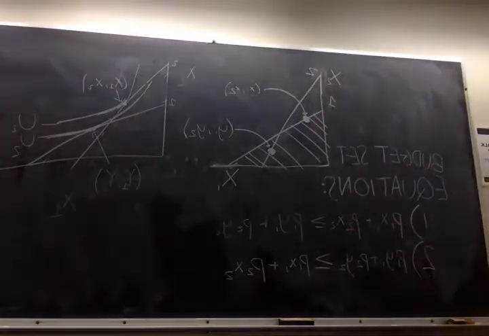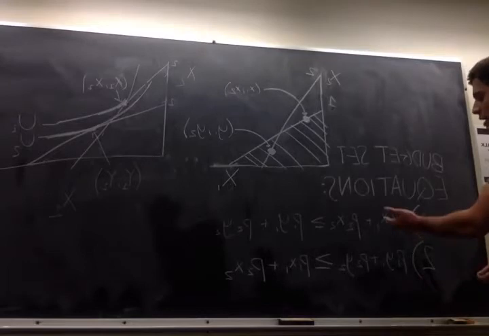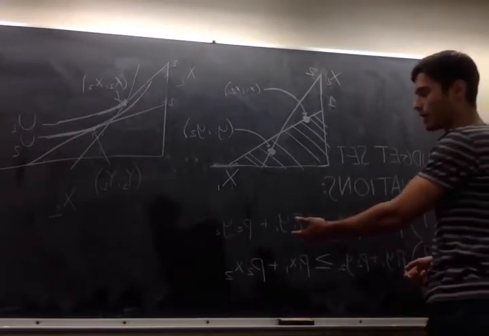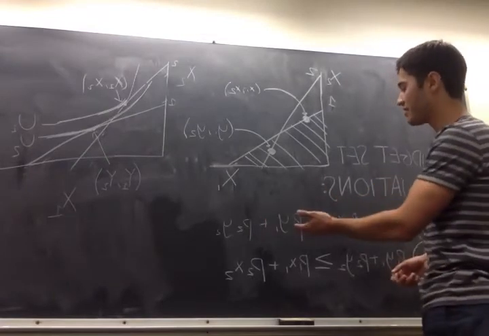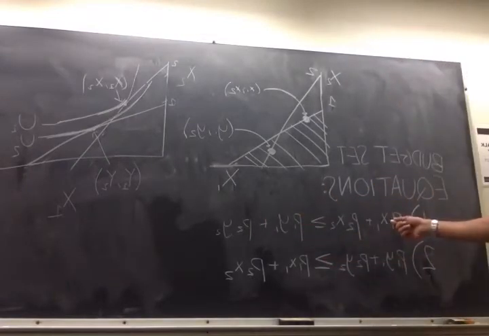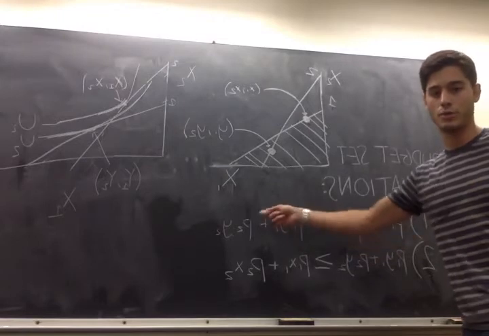And how we'd algebraically represent that is with the first budget set equation. We'd say that p1x1 plus p2x2 is greater than or equal to p1y1 plus p2y2. And what that means is that the bundle x1, x2 is revealed preferred to y1, y2.